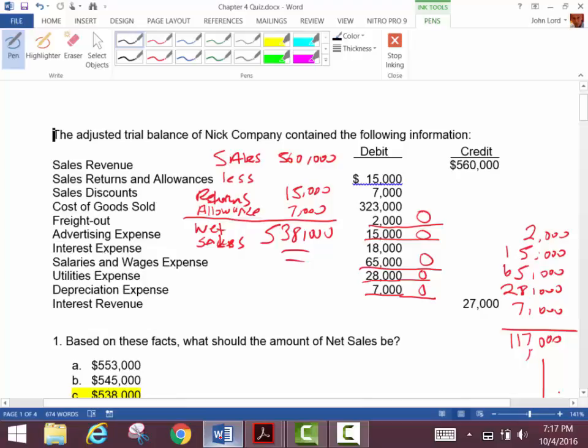And let's just take a look at this. This is the Chapter 4 quiz now. Chapter 4 quiz. Okay. And so we have this Nick company, and they have the following information in their trial balance.